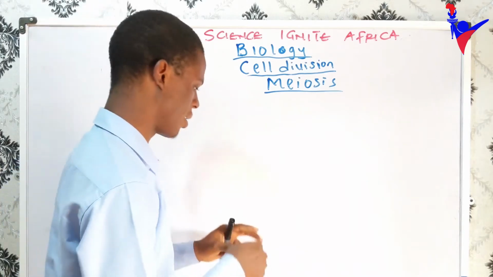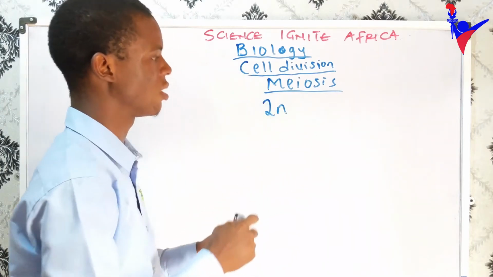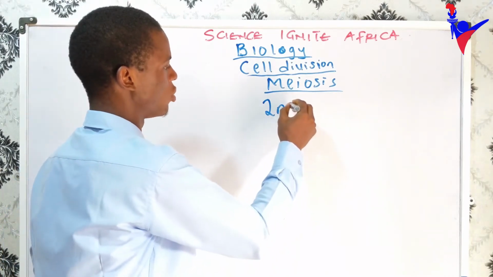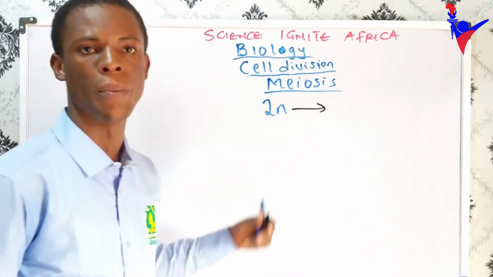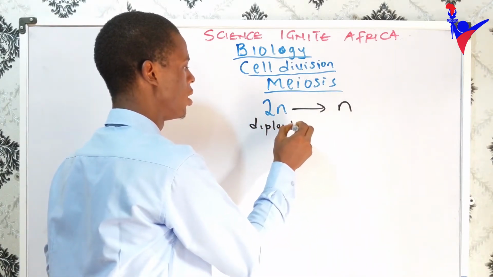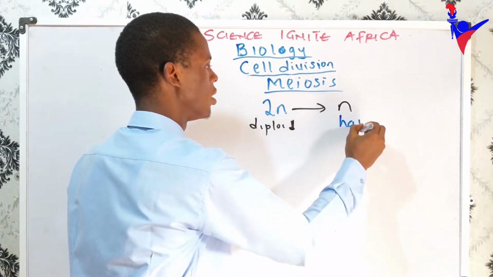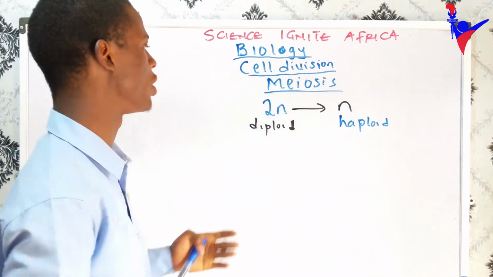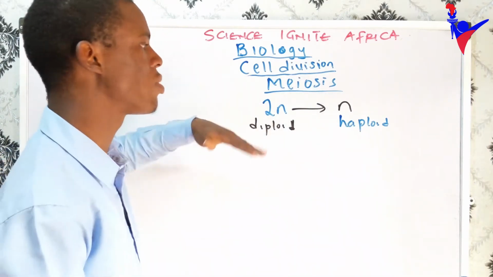For example, let's say a diploid organism, which is a 2N organism, undergoes a meiotic division. So we have the diploid, this is the chromosome number, which is 2N. On the final stage of the meiotic division, we have what we know as a haploid, N. So what has happened is a meiotic division from a 2N organism to an N organism.